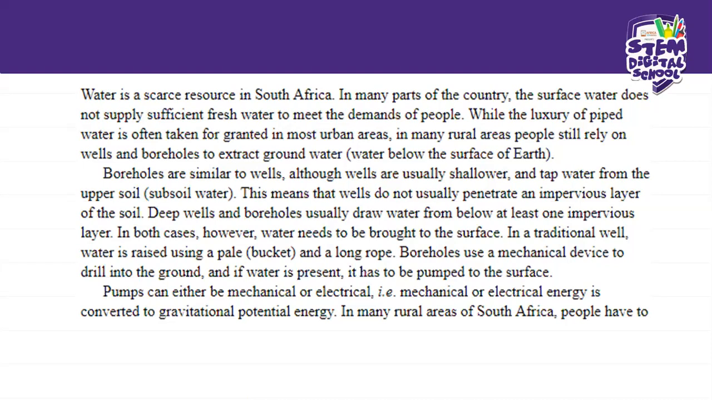In a traditional well, water is raised using a pail or a bucket, so it's quite easy to get water from those traditional ways. Boreholes use a mechanical device to drill into the ground, and if water is present, it has to be pumped to the surface. So that's a bit of an engineering perspective. Pumps can either be mechanical or electrical, because mechanical or electrical energy is converted to gravitational potential energy.